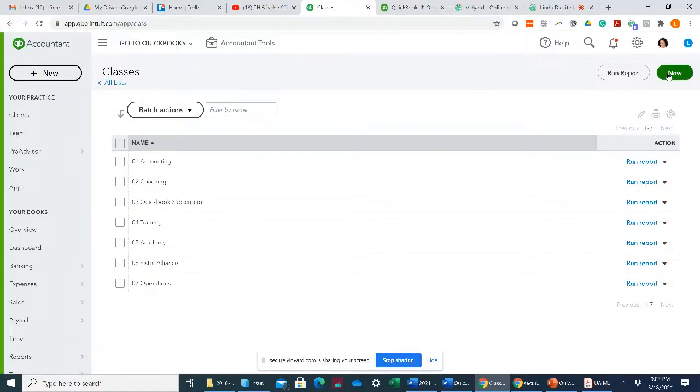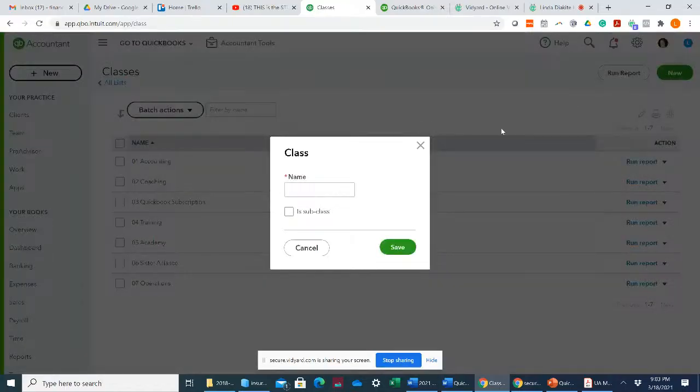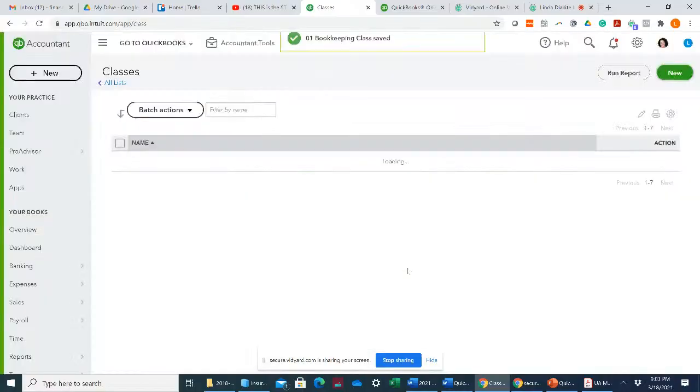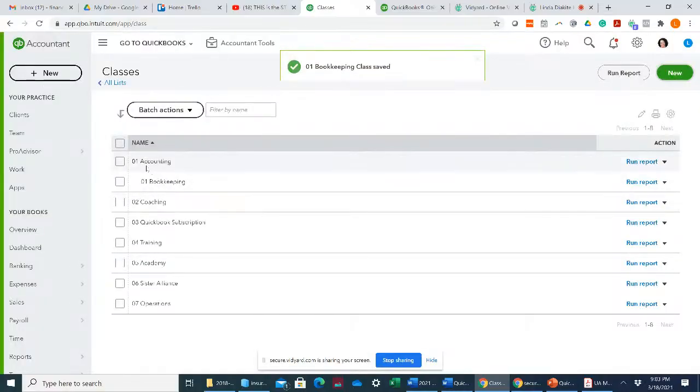So I would go to New in the right hand corner, and let's just say I want to break that out. I want to say bookkeeping, and then I want to make that a subcategory. So I'm going to make that a subcategory of accounting and then hit save. As you can see, you can do subcategories.